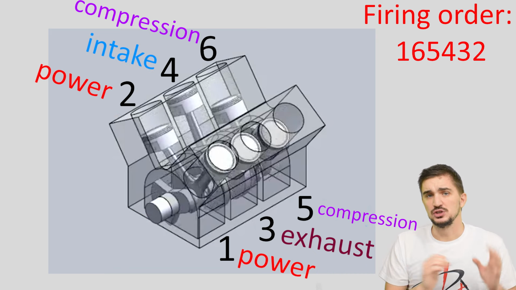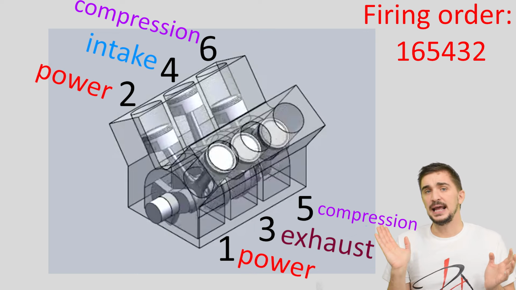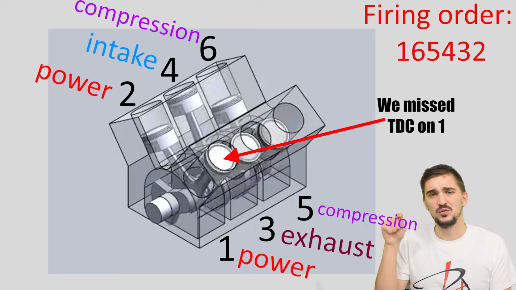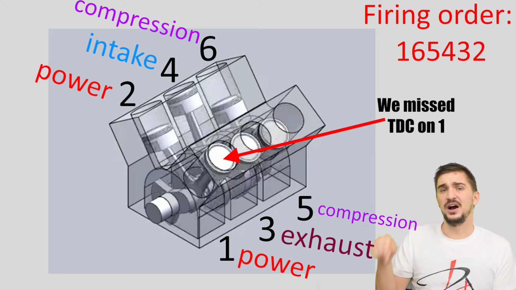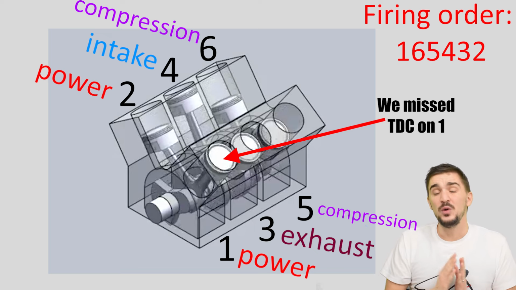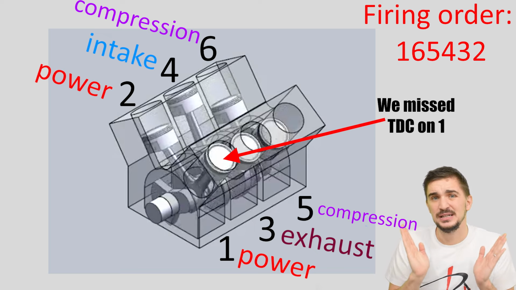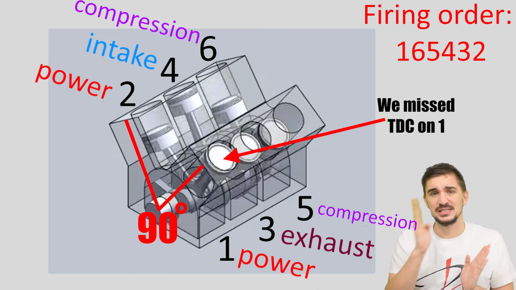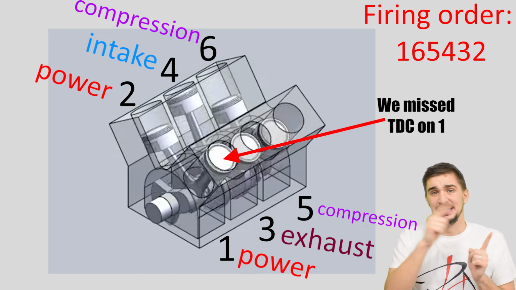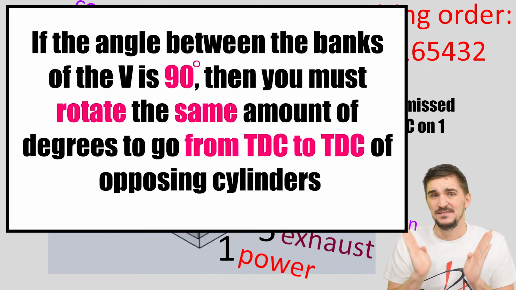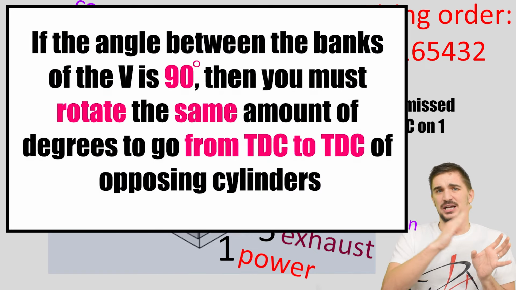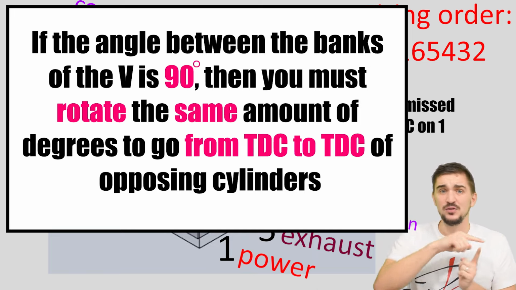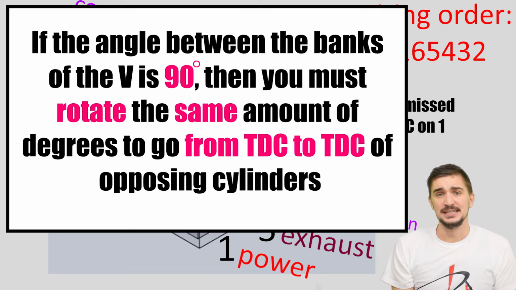even firing interval. So we fire 2, rotate 120 degrees, and we should fire 1 next, but we can't because we just skipped TDC of 1. We just missed our opportunity to fire cylinder number 1. Why? Well, because our bank angle isn't 120 degrees, it's 90 degrees. The bank angle dictates when opposing cylinders in a V engine are going to be seeing TDC. So in a 90-degree V6, when one cylinder fires and the crankshaft rotates, it needs to rotate the same amount of degrees as the bank angle for the opposing cylinder to reach TDC.